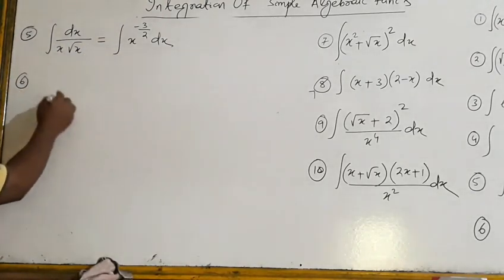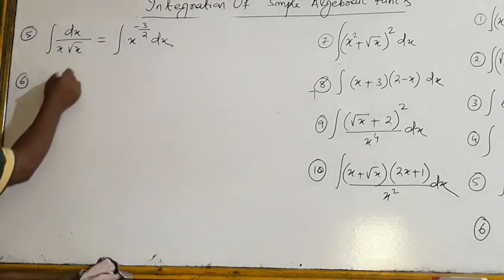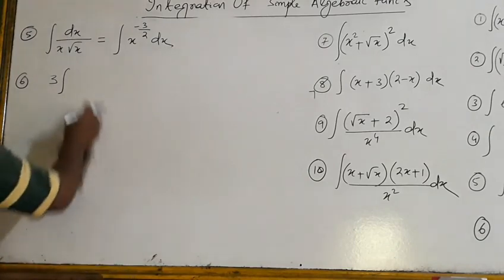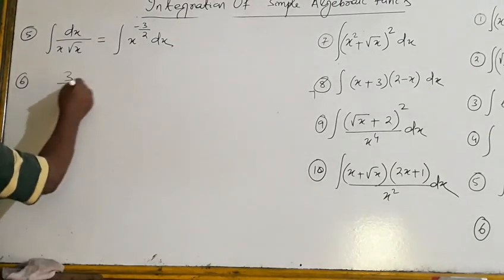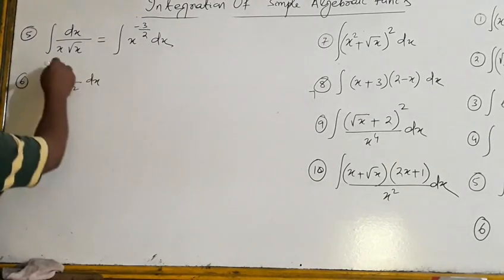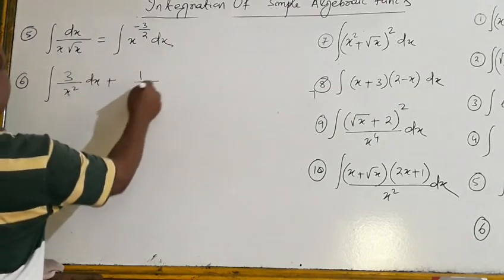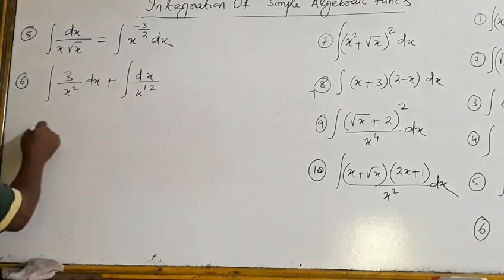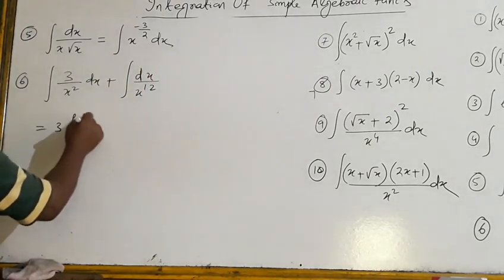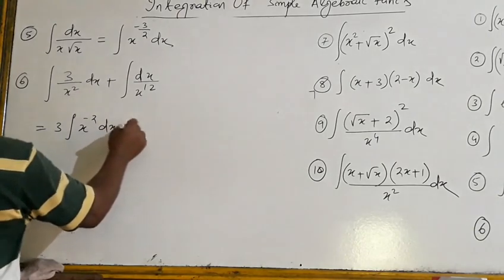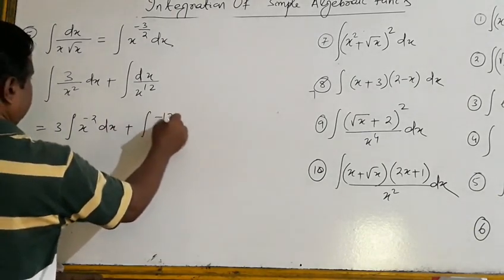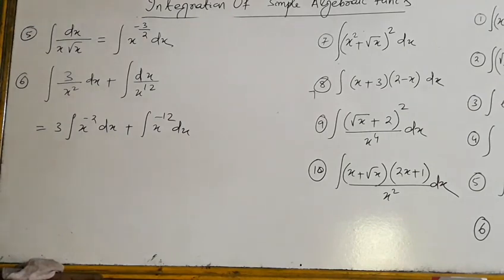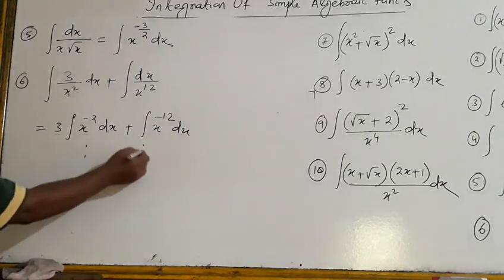Integration number 6, it is 3 by x². 3 will go outside. I am writing it again, 3 by x² dx. Integrate this plus 1 by x to the power 12 integration. This 3 will go outside, x to the power minus 2 dx plus x to the power minus 12 dx. Integrate this, write the result. Very easy.